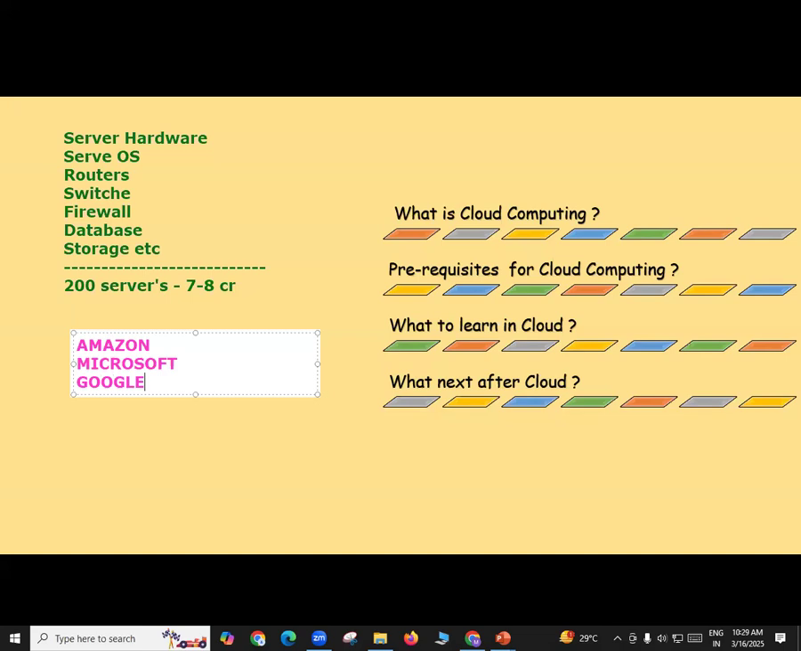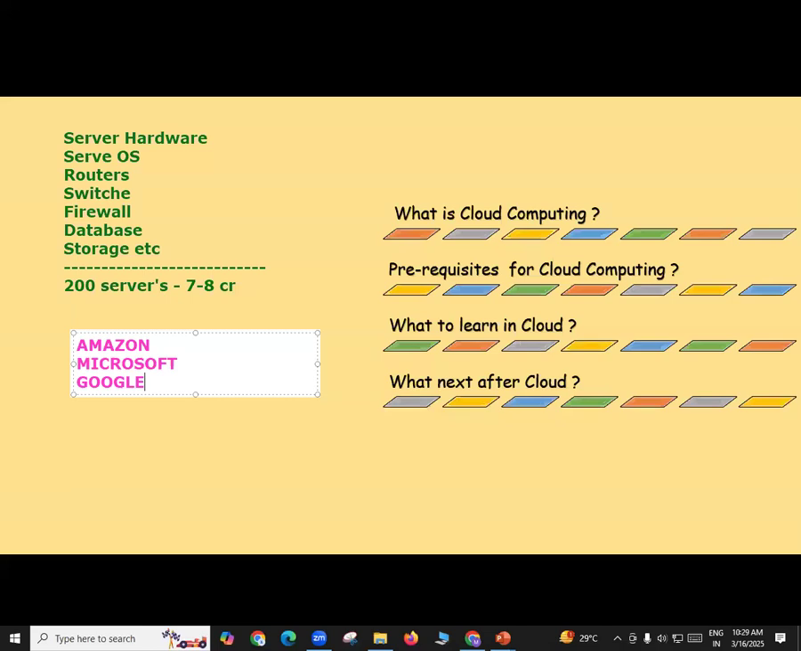You know what these companies will do? They will say, listen, you want to run your business. So to run your business, you need server hardware, server operating system, routers, switches, firewalls, database, storage, and everything. So this company says, why are you spending that much money to bring this complete physical infrastructure?